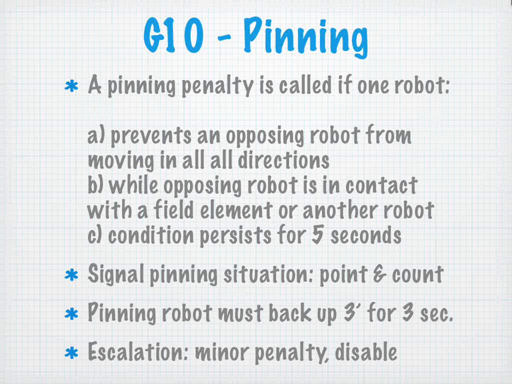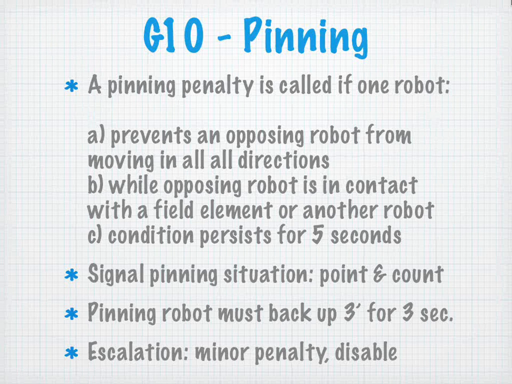If you've prevented a robot so that it can't move, regardless of if its drive is limited only to forward and back, and it's up against another field element or another robot, and that condition persists for 5 seconds, then the pinning robot has earned a penalty. Now, as soon as a robot's in that position, it created that circumstance, so where it's pressed up against a robot that's up against the wall or whatever, then the refs need to signal that condition.